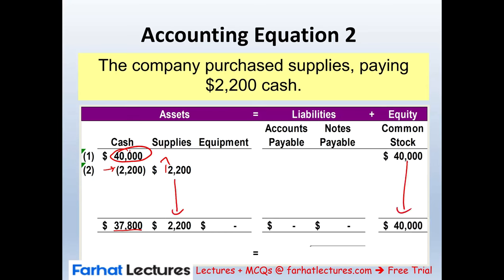Let's look at transaction 9. The client in transaction 8 paid the $2,000 for the consulting services to Farhat Lectures. So if we go back to transaction 8, we did the work, we generated the revenue, and we got a promise. Guess what happened next? The customer paid that promise. So if they paid, we received cash, so cash went up. Now, what did we get in return? We didn't really get anything in return. Since they made good on their promise, our accounts receivable will go down. Another asset will go down. So cash goes up, accounts receivable goes down.